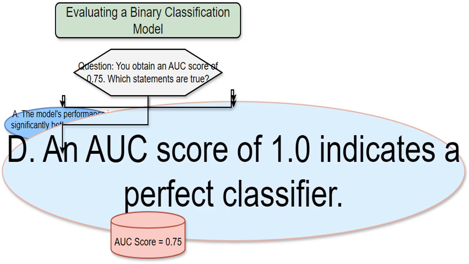Absolutely true. An AUC of 1.0 means the model perfectly separates positive and negative instances. It ranks all positive instances higher than all negative instances. That's the ultimate goal. Excellent work.